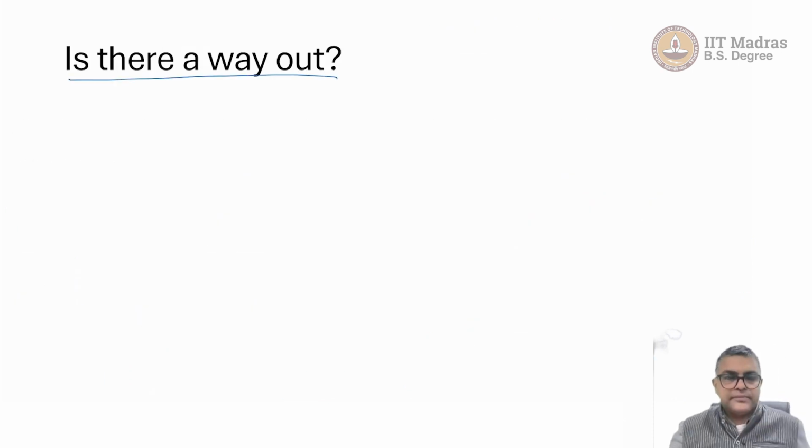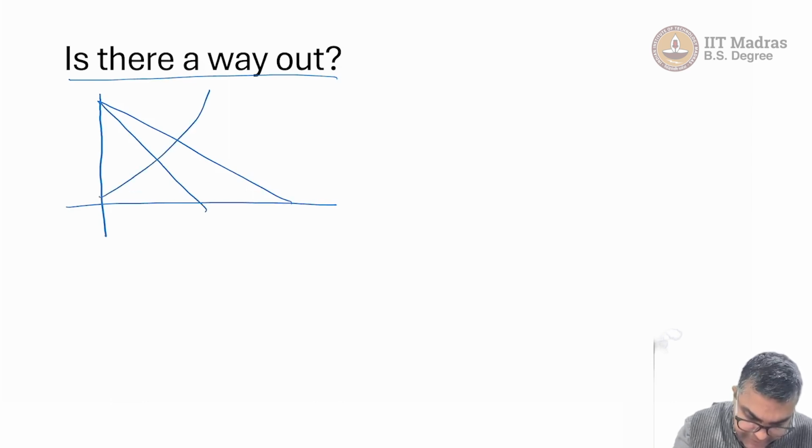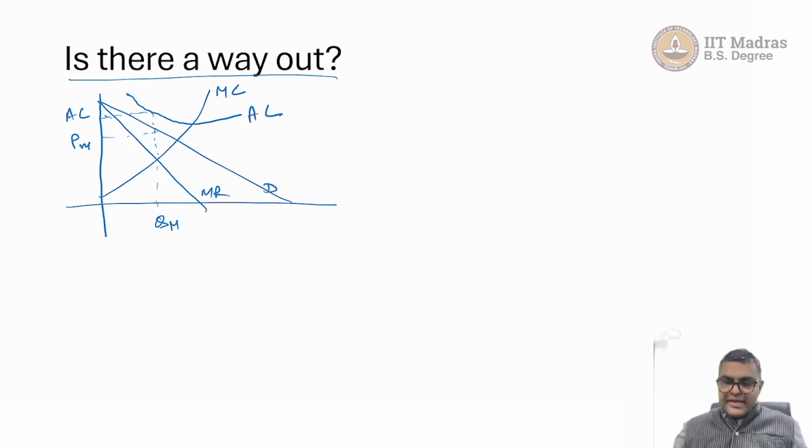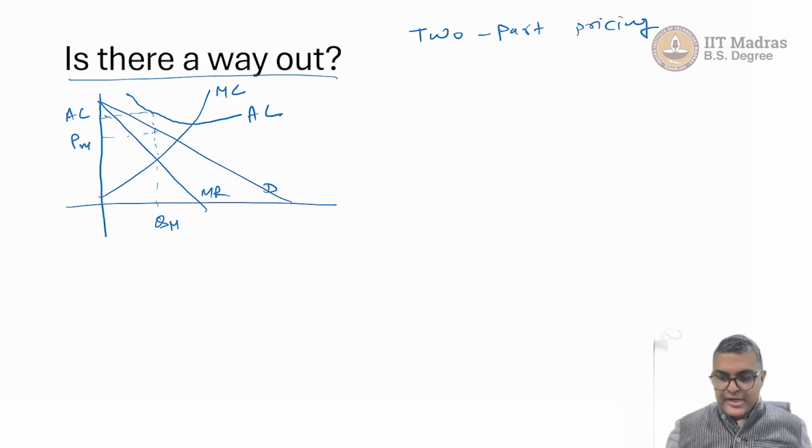Is there a way out? Let us look at the problem once again. This is the case and this is what you have, and let us say that average cost happens to be this. So of course average cost is higher, PM, QM, this is MC, this is MR, this is D, this is AC. Now the idea is, is there a way out? Yes, there is a way out. What we can do is the two-part pricing, a slightly different pricing technique that we are talking about.